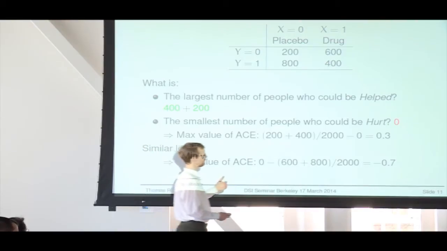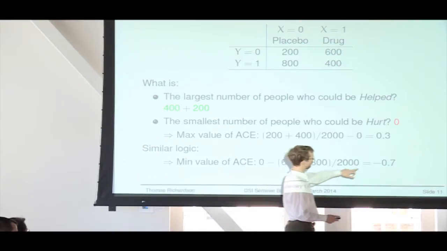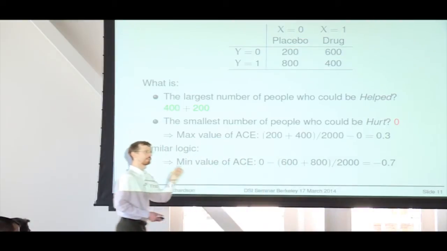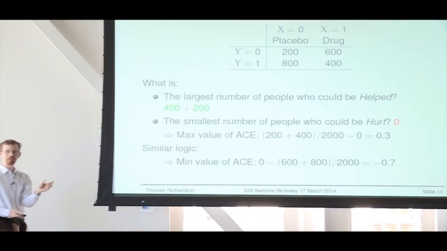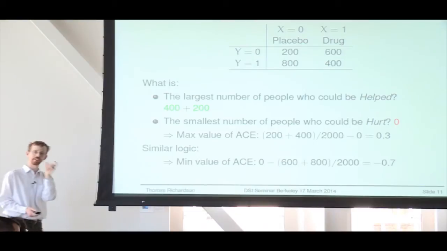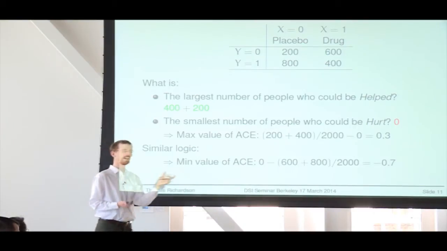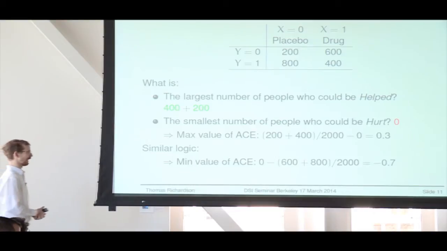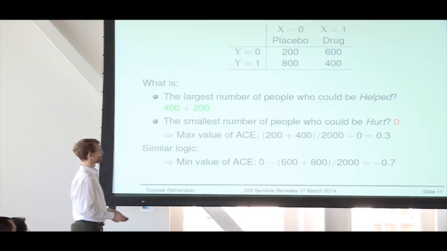In the absence of randomization, there is some good news. We have learned something. The range of the average causal effect previously was from -1 to 1. We've narrowed it down to -0.7 to 0.3. That's the good news. The bad news is that we've still got 0 in the interval, and so we don't know whether the drug is harmful or helpful.